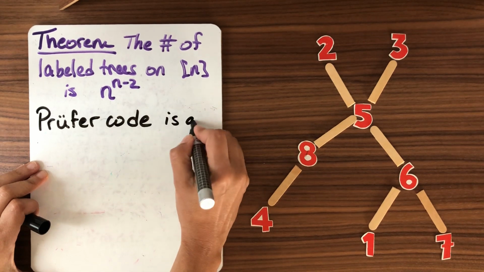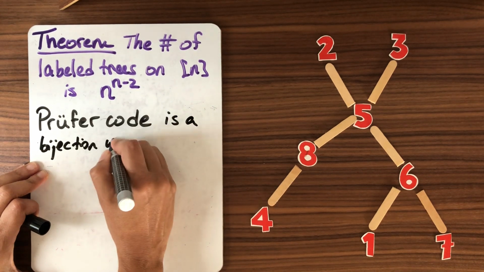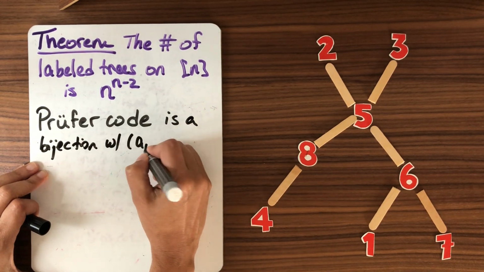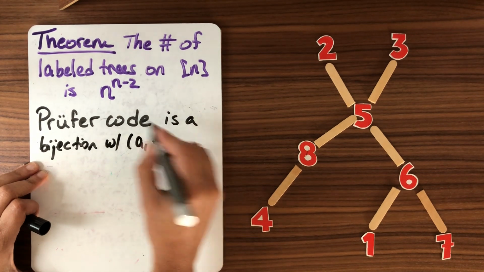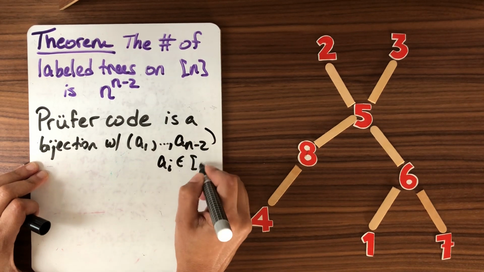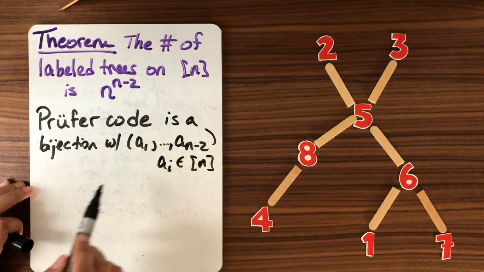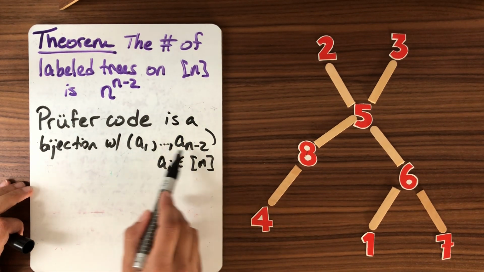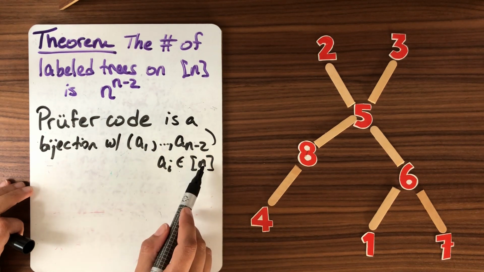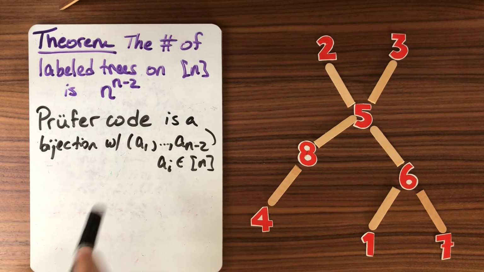It is a bijection between labeled trees and words, sequences of numbers a_1 up to a_{n-2}, where each a_i is just a number from 1 up to n. These are obviously counted by n to the n minus 2. There are n minus 2 positions, and each gets to be any of the n numbers. So there are n to the n minus 2 such sequences. Prüfer code gives us an elegant bijection.